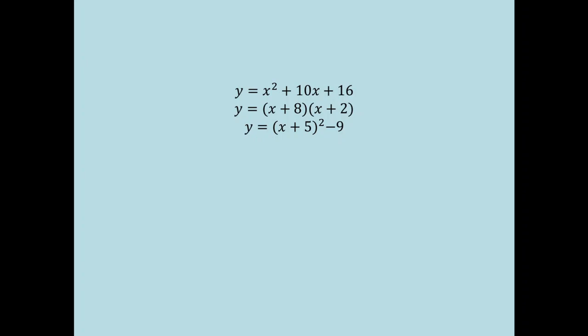Next, this quadratic was factorized so that I can see what my roots are. First, I've got my y-intercept is +16. My roots are -8 and -2. And completing the square, x is -5 and y is -9 at the vertex.